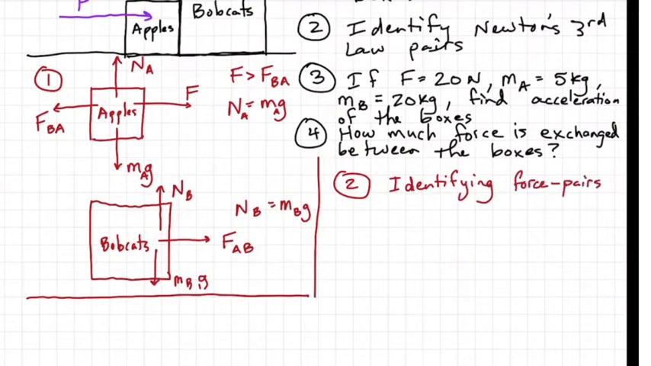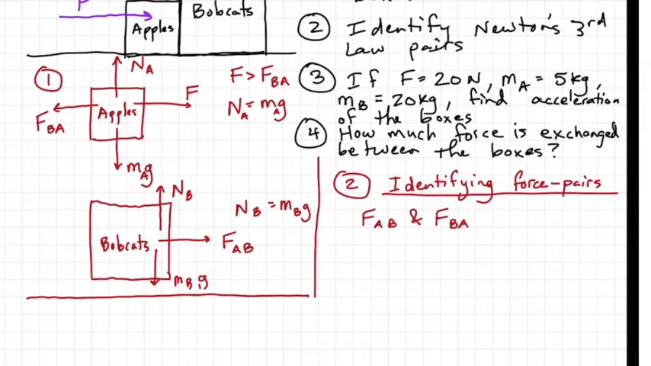All right, so we just talked about one. We talked about FAB and FBA. Those are forces that are paired together through Newton's third law. The apple box pushes on the bobcat box, that's force AB. Therefore, the bobcat box pushes on the apple box, that's FBA. So that means FAB and FBA have the same magnitude in opposite directions. And you can see the opposite directions, at least, indicated on the diagrams. FBA points left on the apple box, and FAB points right on the bobcat box.